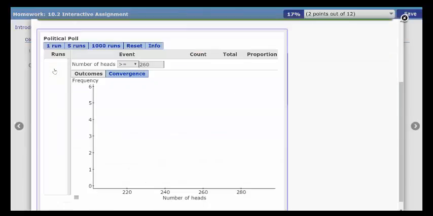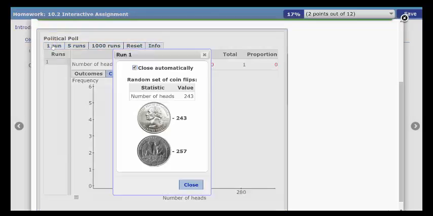Here's how the applet works. We're going to simulate tossing the coin 500 times. You're not going to see it; this happens in a fraction of a second. The instruction is saying click one run. One run means you toss the coin 500 times and record the number of heads. The number of heads is the number of people who would say I'm in favor of the policy. So I'm going to click one run here, and you can see how many heads here.